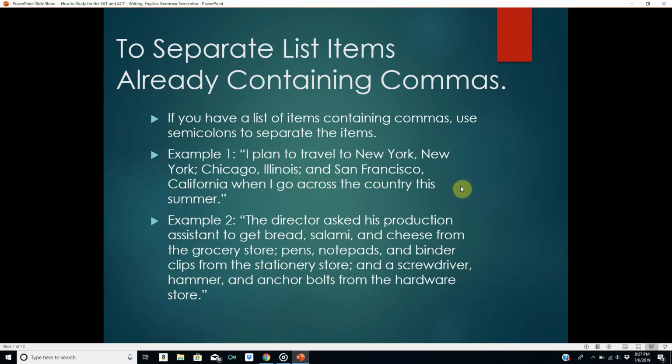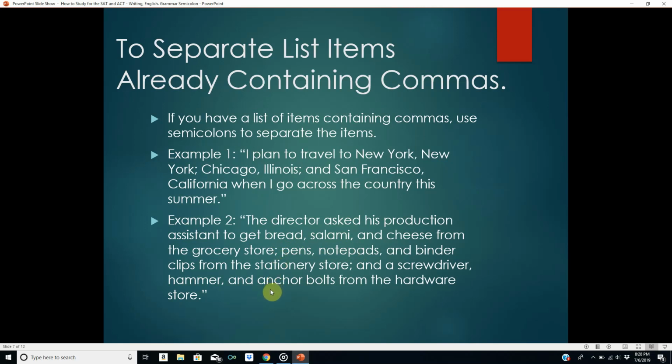In a different kind of example, example 2 here: the director asked his production assistant to get bread, salami, and cheese from the grocery store; pens, notepads, and binder clips from the stationery store; and a screwdriver, hammer, and anchor bolts from the hardware store. So notice, since you already listed different items you needed to get at different stores, you have to use something else to separate the three clauses that you're putting together.